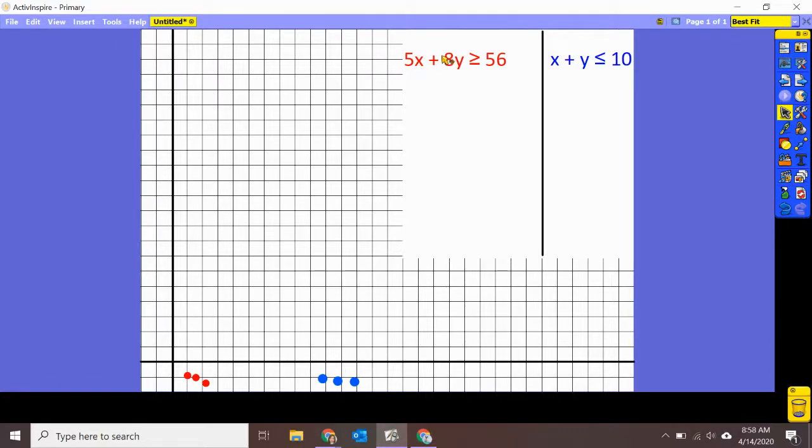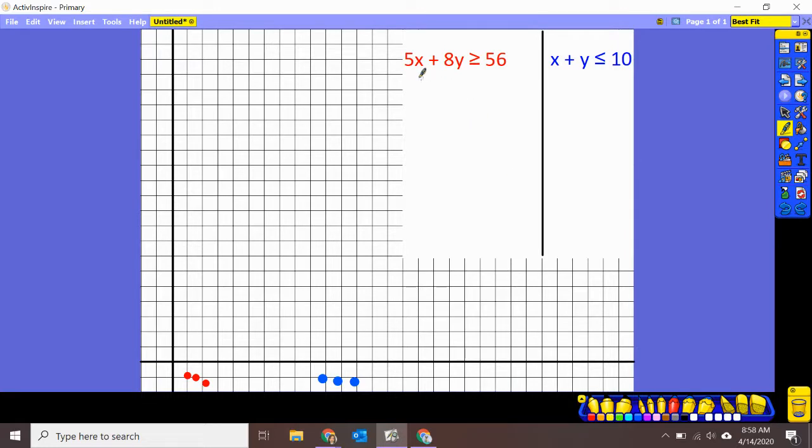Hi again, everyone. Okay, so now what we're going to do is we're going to graph these linear inequalities. Just to review, we need to put these in slope-intercept form. So we're going to solve these here in slope-intercept form and make sure that they are equal to y or greater than or equal to y in this case.